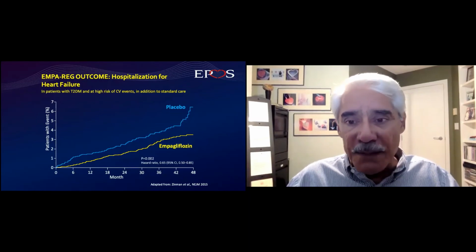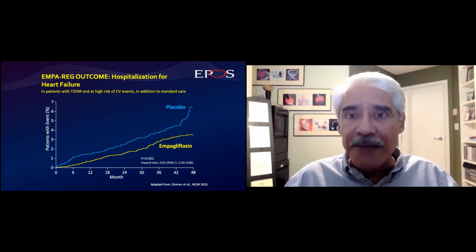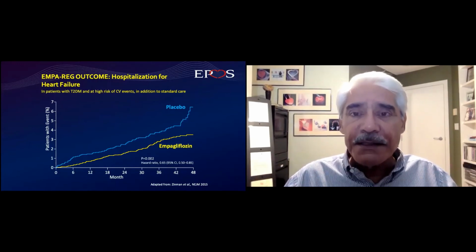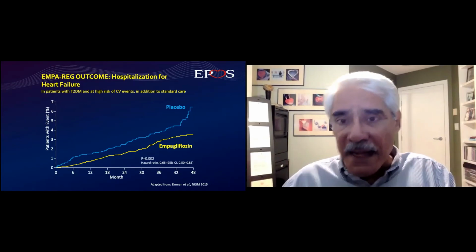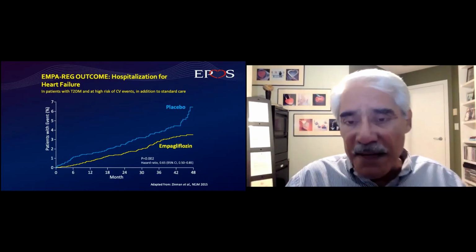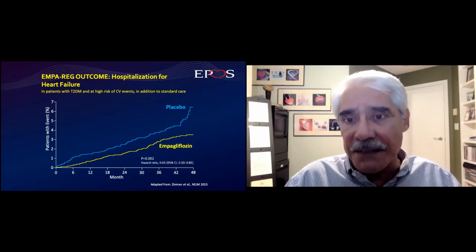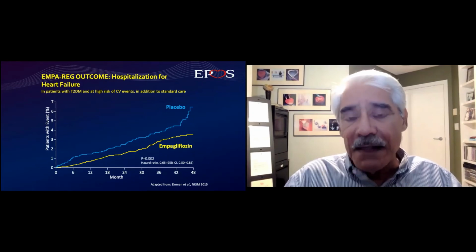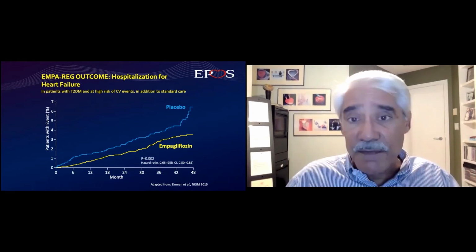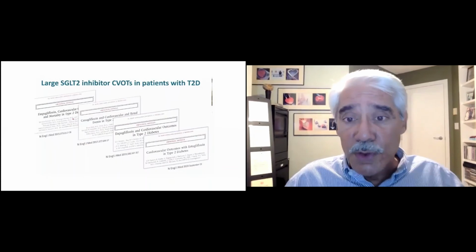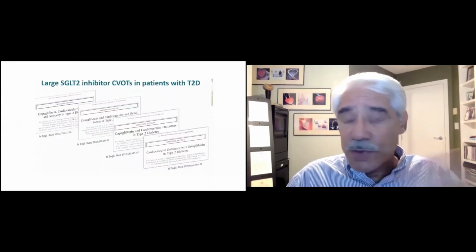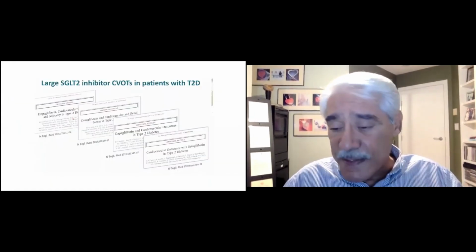And therefore, we began to realize that the SGLT2 inhibitors may have some benefit in patients by preventing heart failure. So these diabetic patients were not heart failure patients. Some did have heart failure, but the patients who did not have heart failure also started to show benefit. So it was preventing heart failure.